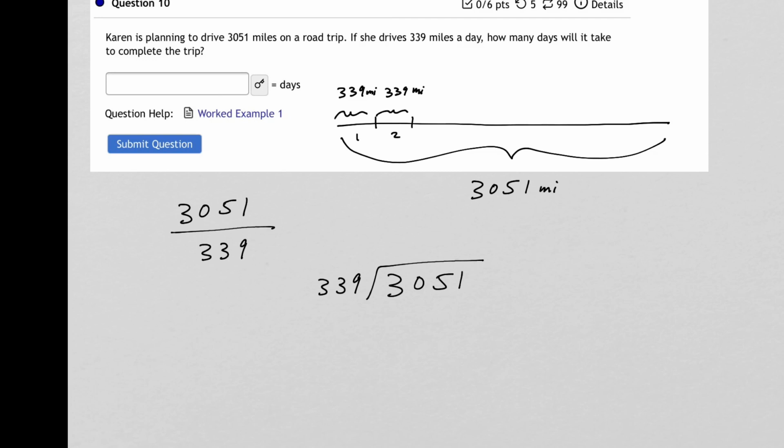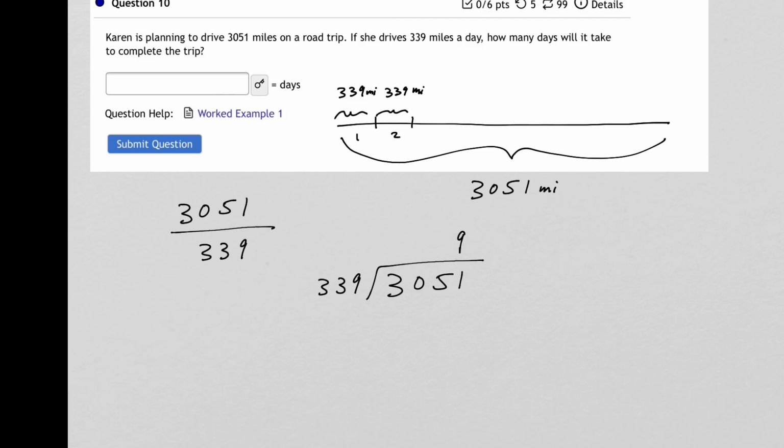So 339 doesn't go into 3, doesn't go into 30. Actually, it doesn't even go into 305. So we're going to have to figure out how many times it goes into the entire number. You might have to try a couple of different values here on the side. It turns out, I believe it's going to be 9. Let's try 9. But you might have to work out a few values to figure this out. So let's try 9 first.